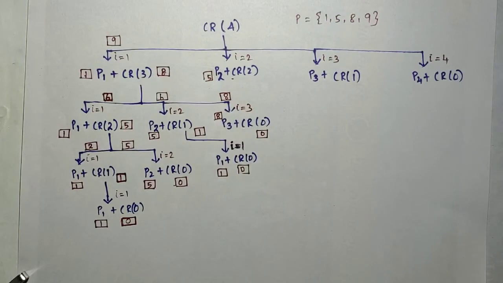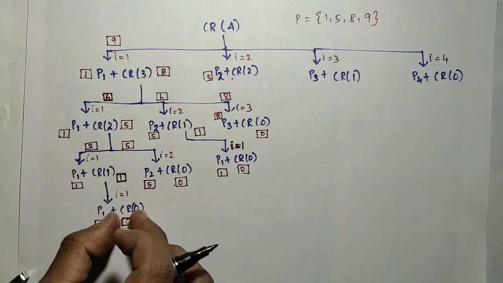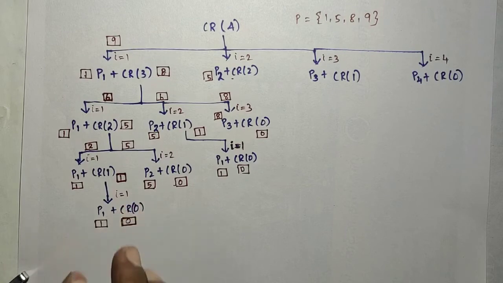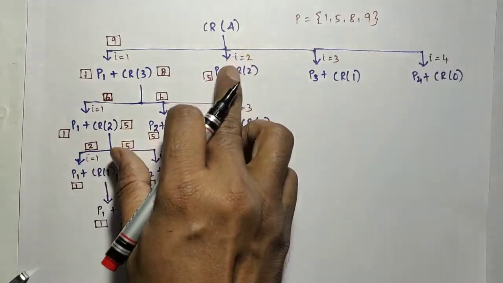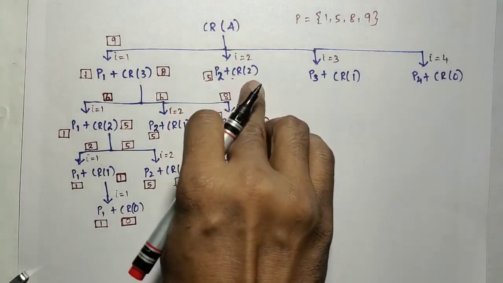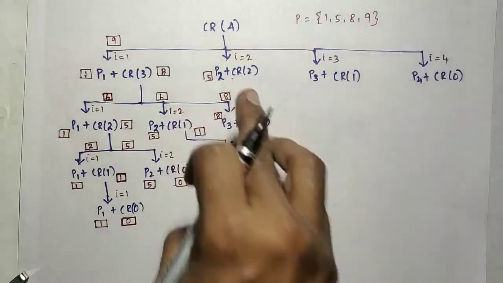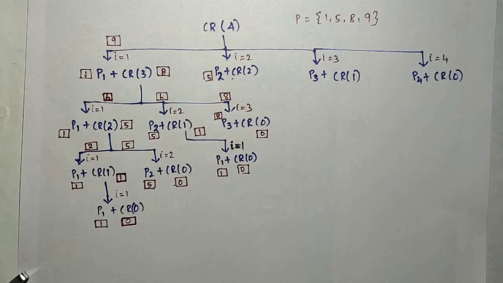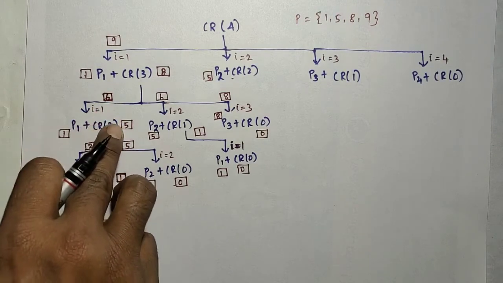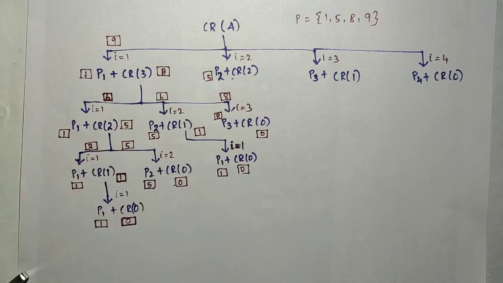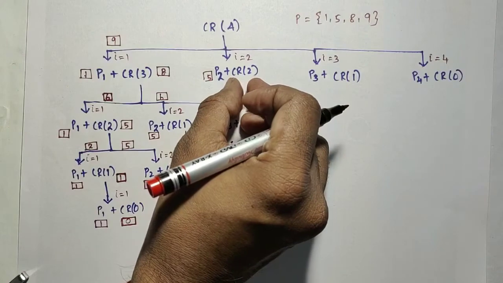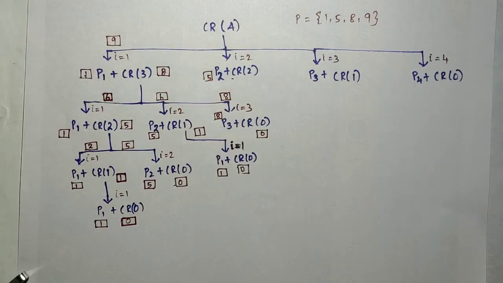So in the dynamic programming approach, whenever we solve a problem, that problem's solution will be memoized, stored in the table. So when you come to solve the same type of problem, CR of 2, it will not be called again. Instead, that solution will be taken from the table. CR of 2 is already stored in the table as 5, and that will be taken here. This is dynamic programming.